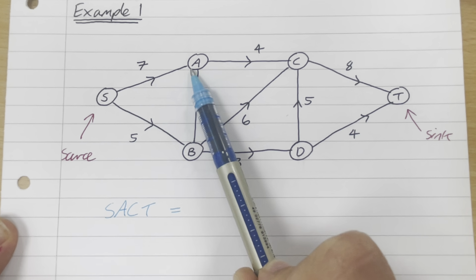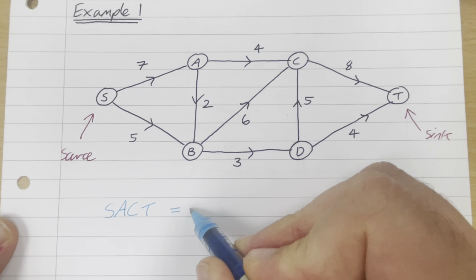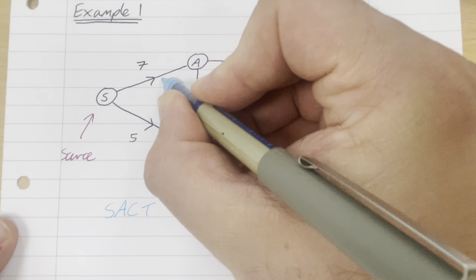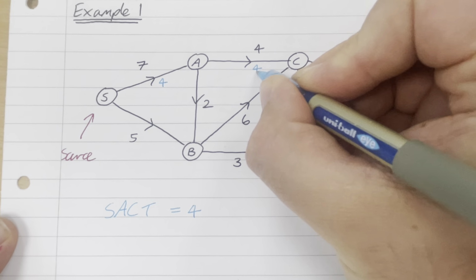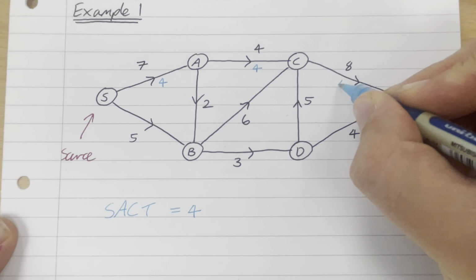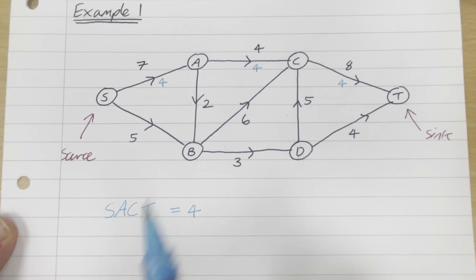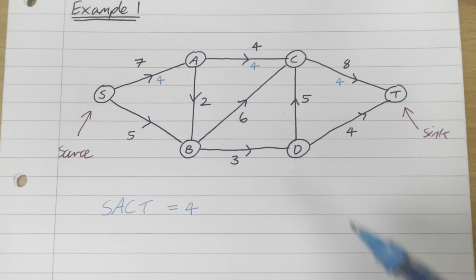So 4 is less than 7, so that's fine. 4 equals 4, so that's fine. And 4 is less than 8, so that's fine. So I'm going to push 4 units of flow through that route, which means this pipe now has 4 units of flow through it currently. This pipe has 4 units of flow through it currently. And this pipe has 4 units of flow through it. Okay. And I just keep doing that with different routes until I cannot add any more flow.